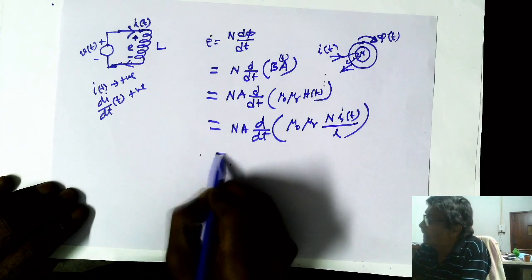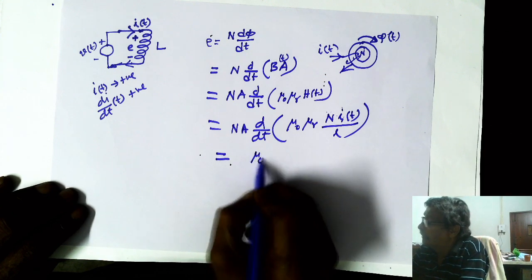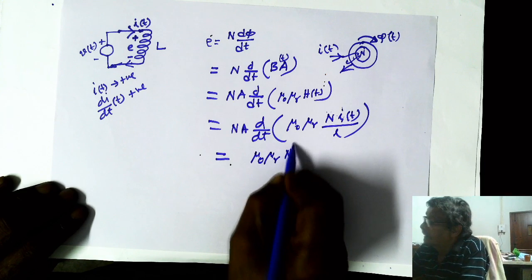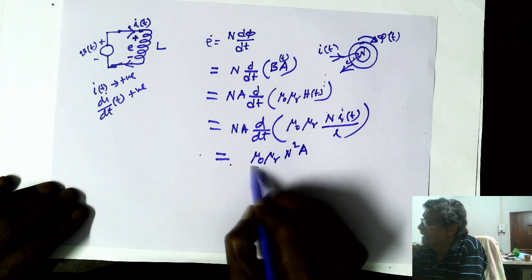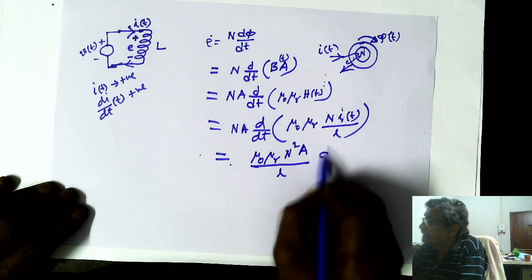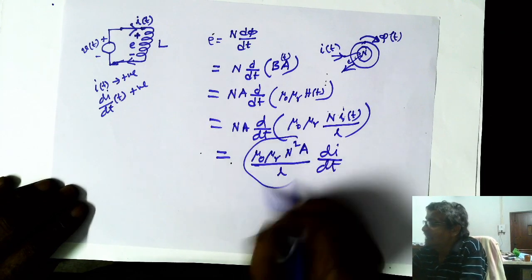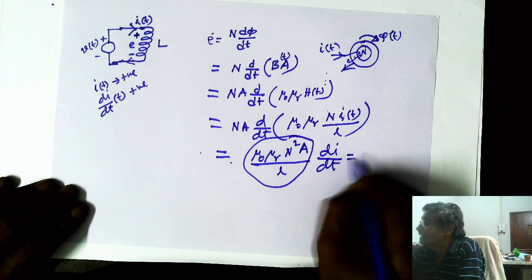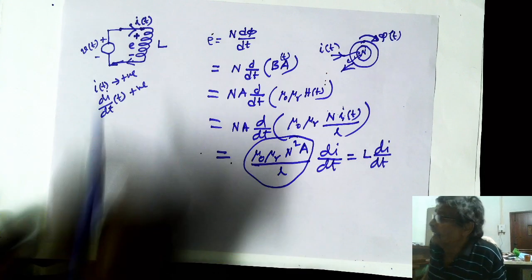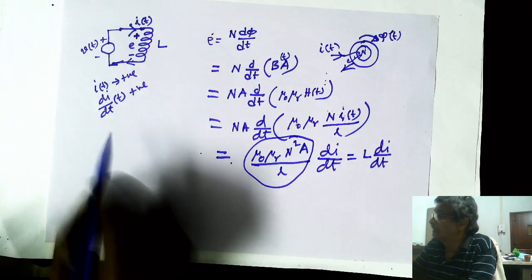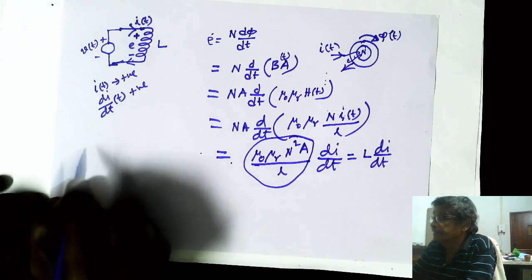Therefore, if you bring all these things outside, it will come out to be mu 0 mu r N square A by L. These are all constant into di/dt. It will come out to be like this. But this expression is nothing but the inductance. That is how I have defined inductance. So it will be L di/dt. Got the point? Therefore, the voltage current relationship of an inductor will be like this.